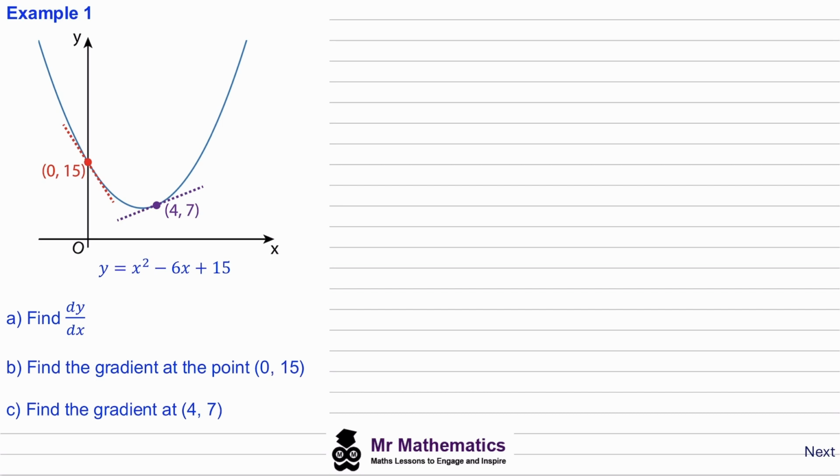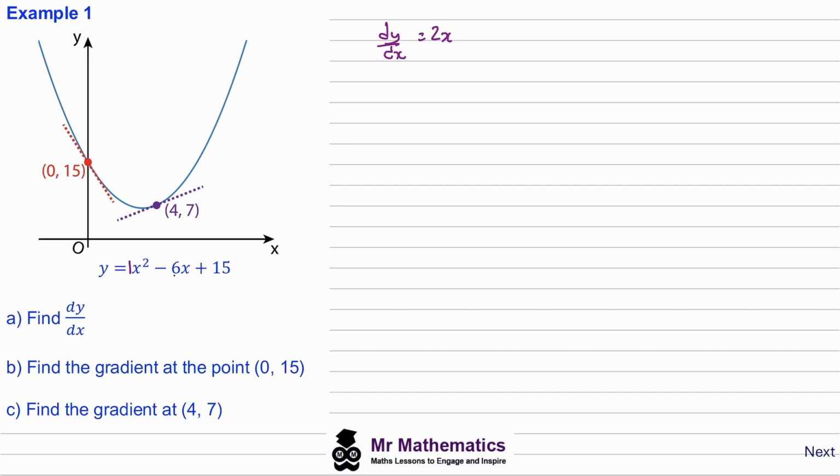So in our first example, we've been given the curve with this equation and we've been asked to work out dy by dx. So this is when we differentiate x squared minus 6x plus 15 with respect to x. So we'll say dy by dx. To differentiate x squared, we'll multiply the 1x by the power of 2, and then we'll take away 1 from this power, so we get 2x.